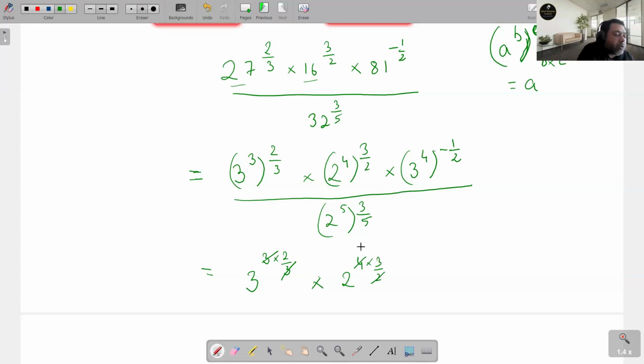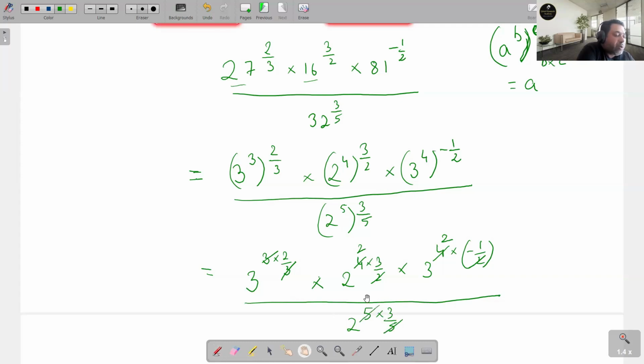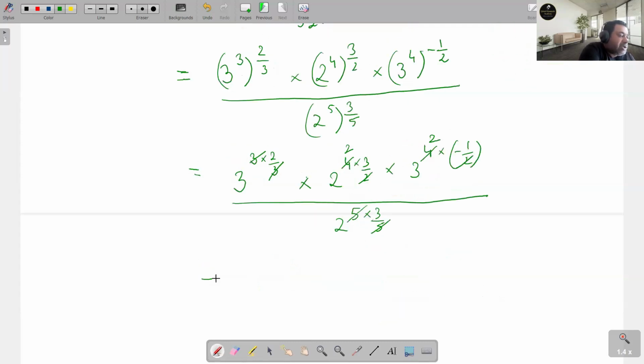The 2 will cancel out with 4, leaving 2 times. And 3 raised to the power 4 into minus half, and the 2 will cancel out over here. Then 2 raised to the power 5 into 3 by 5, and the 5s will cancel out. All right, so after these cancellations, let's see what happens.